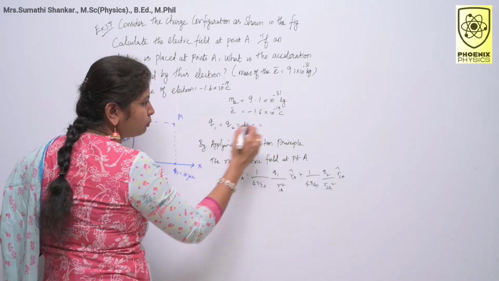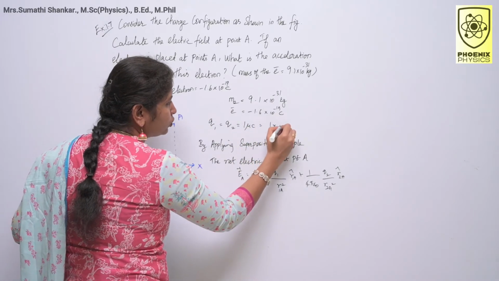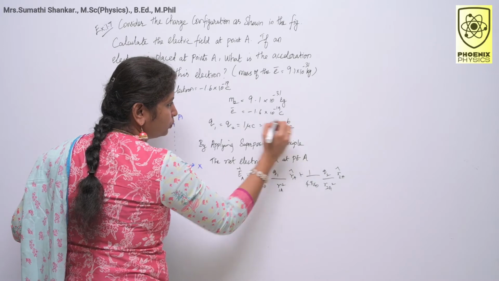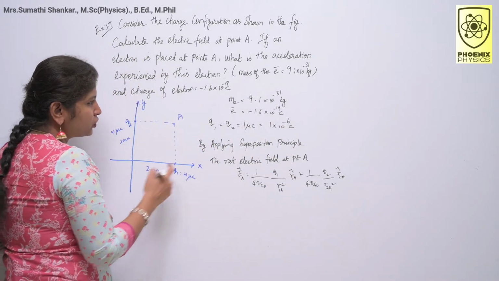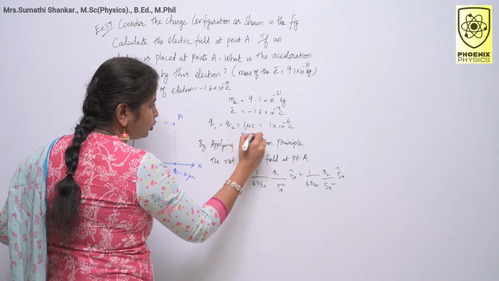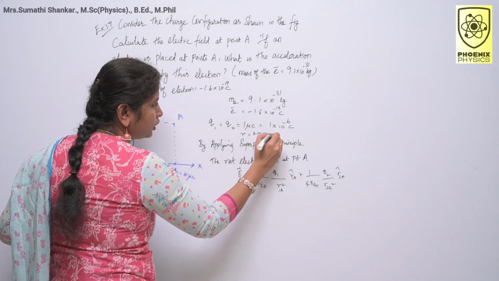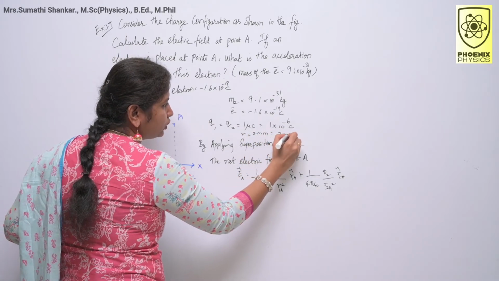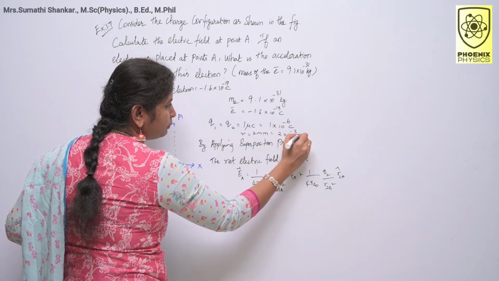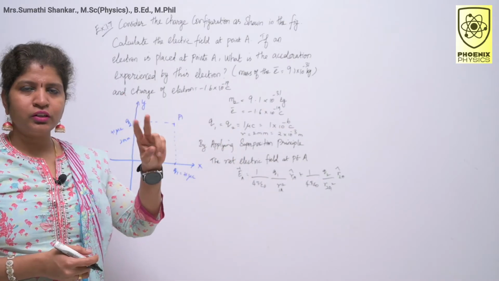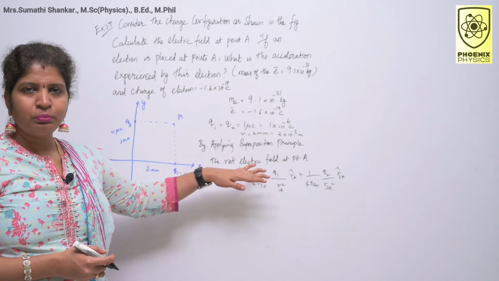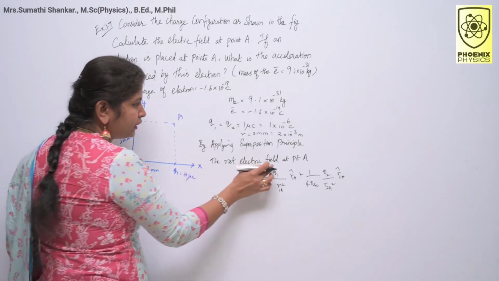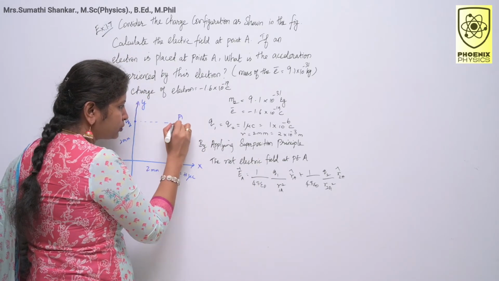How do you write this 1 microcoulomb? 1 × 10^-6 coulomb. Then the distance is given, R is 2 millimeter. It can be written as 2 × 10^-3 meter. Here I have two charges. By applying the superposition principle, the net electric field at point A, this is my point A.